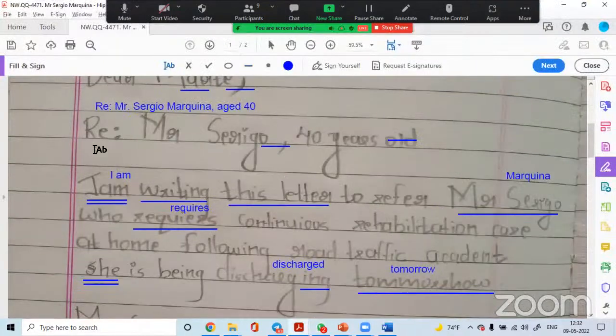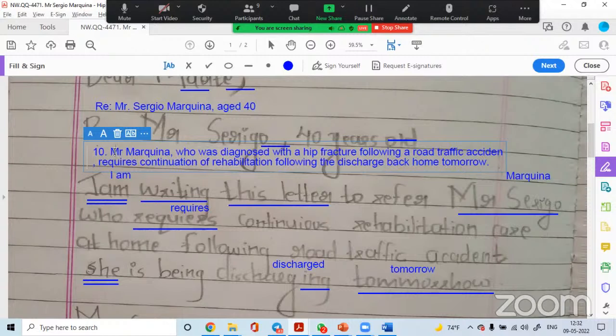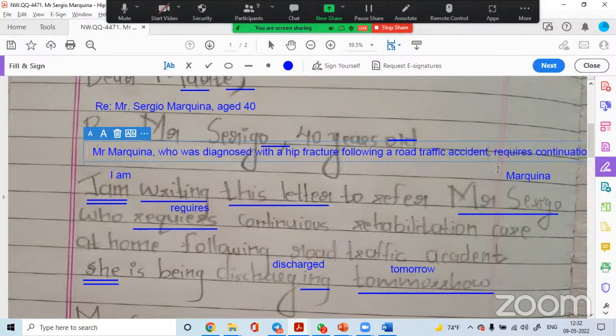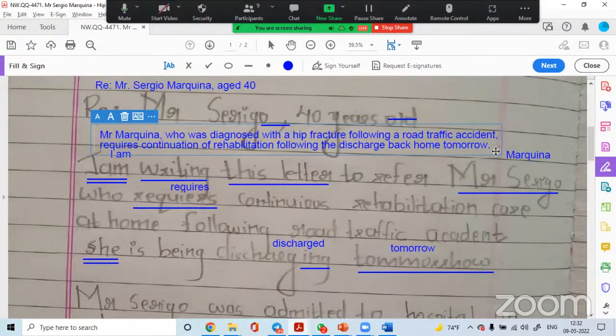So this would be better. So that is how you can write. This is the best possible way you can write. One sentence. Everything included. Right.